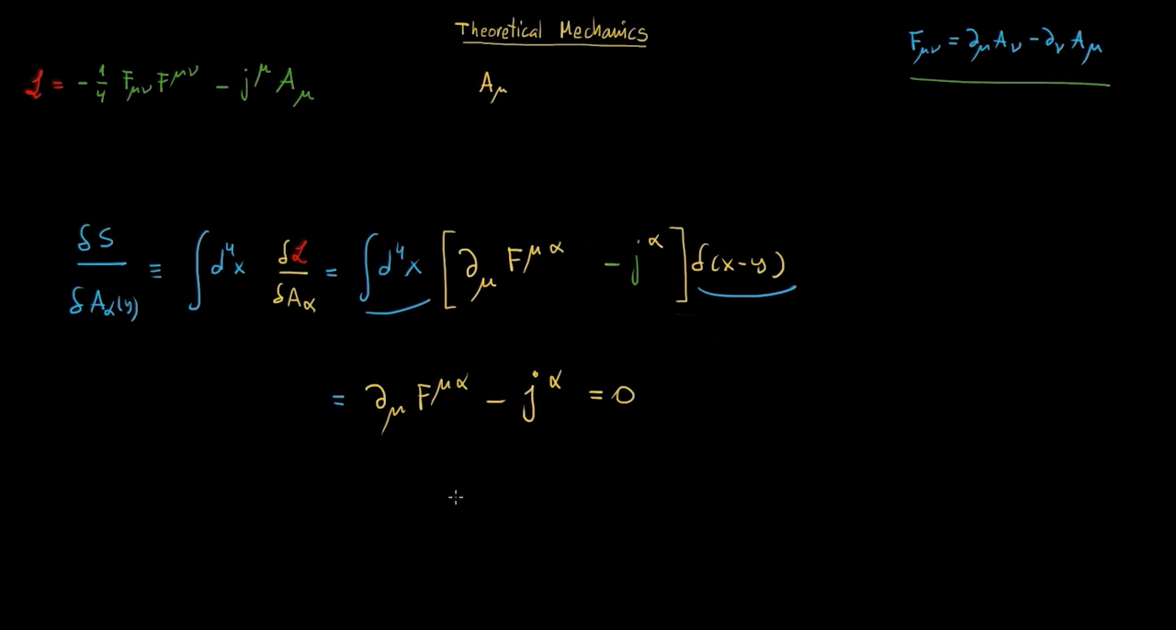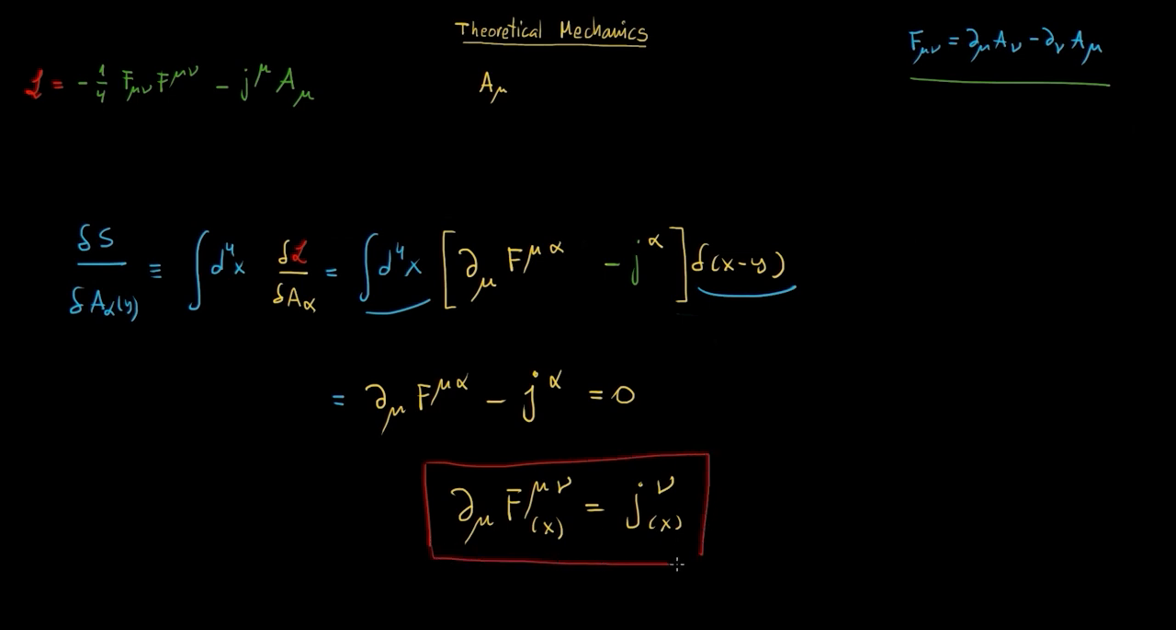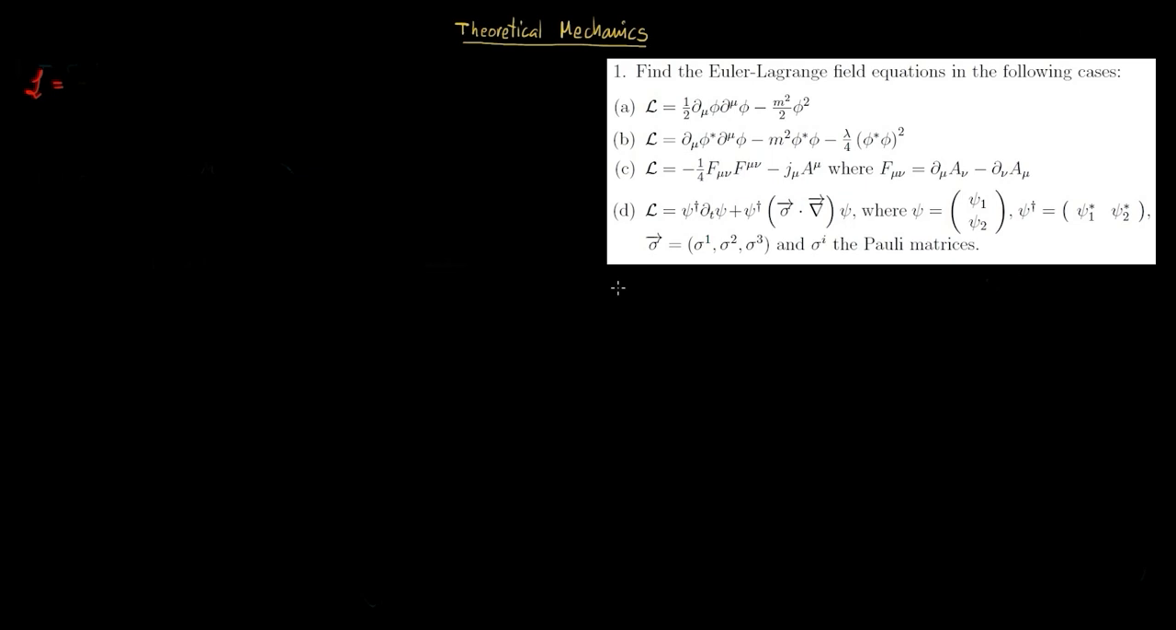So again, this delta cancels out this integral, and finally we obtain partial mu F mu alpha minus J alpha equals 0, or F mu nu, if you want, change the name, J nu. By the way, y, but you can also change the name and put x here. So these are the equations of motion, and as you probably know, this is the relativistic way to write the Maxwell equations.